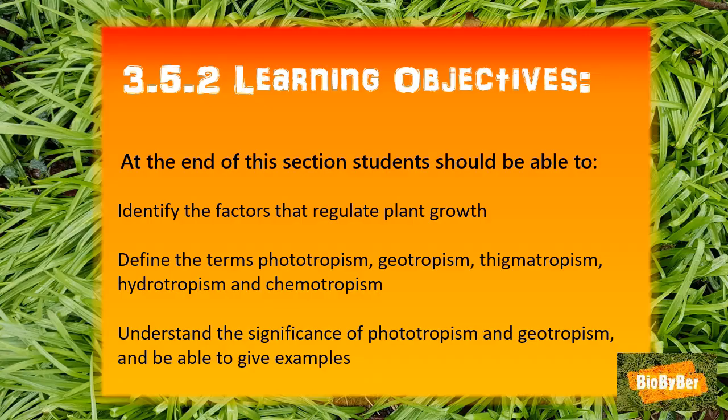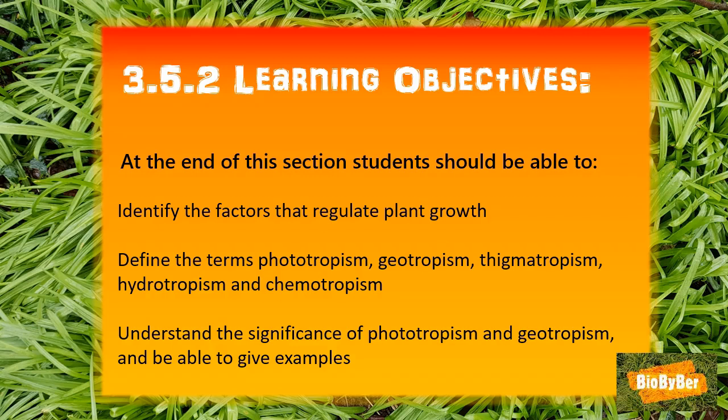Hi biologists, let's start by looking at the learning objectives for this lesson. At the end of this section and following the biology syllabus, you should be able to identify the factors that regulate plant growth. You should be able to define the terms Phototropism, Geotropism, Thigmatropism, Hydrotropism and Chemotropism. You should be able to understand the significance of Phototropism and Geotropism and be able to give examples.